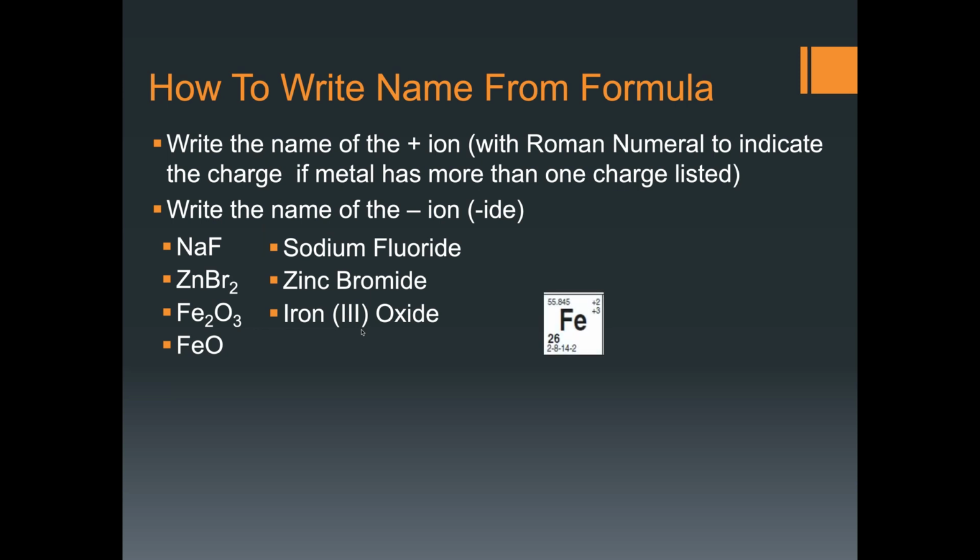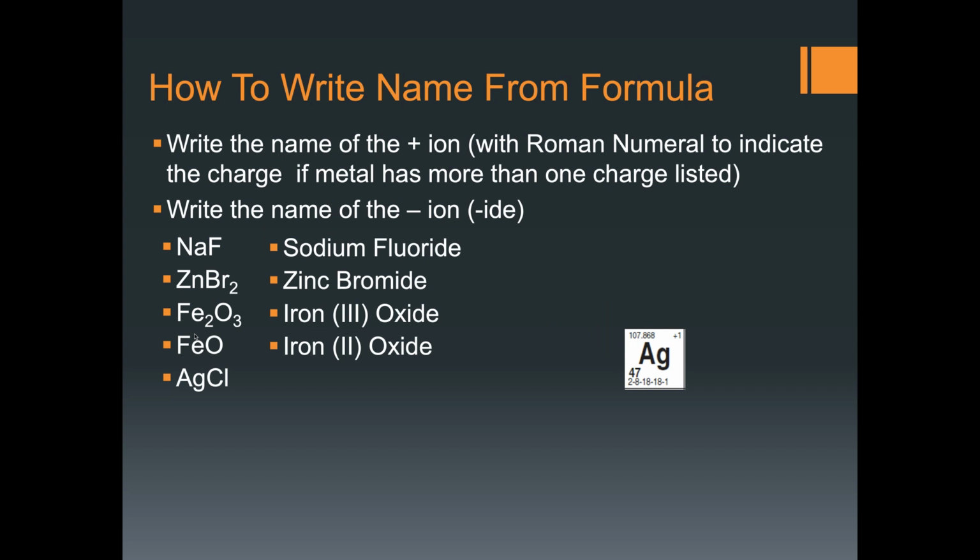FeO. Well, now we have iron plus 2 and iron plus 3. Oxide is minus 2. What does iron have to be for the charges to cancel out? Minus 2 is canceled out by plus 2. Therefore, iron 2 oxide would be the name of this compound. This is why we can't just call them iron oxide. There are two different kinds of compounds you get when you react iron with oxygen. Next example, AgCl. Well, silver has only one possible charge, and therefore we can just call this silver chloride.